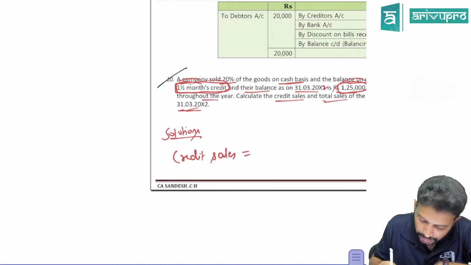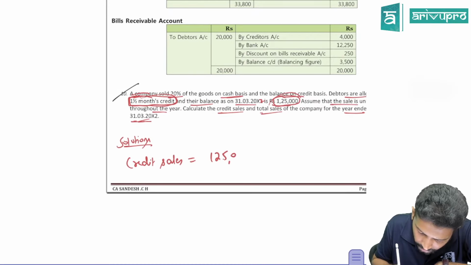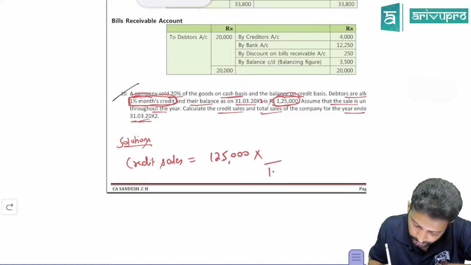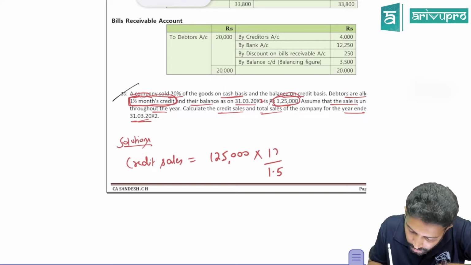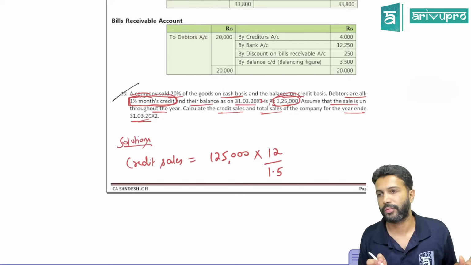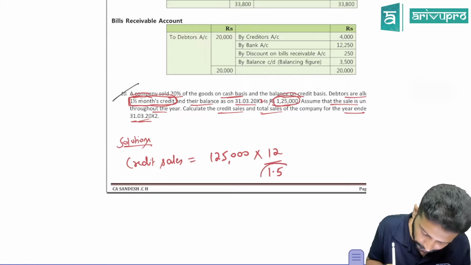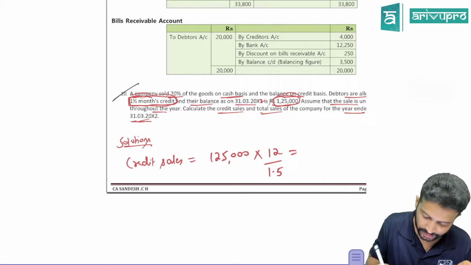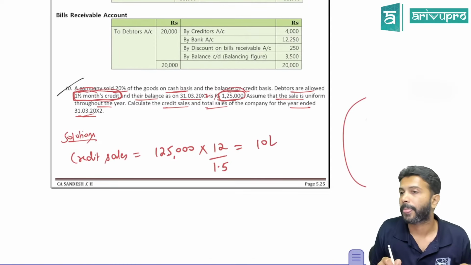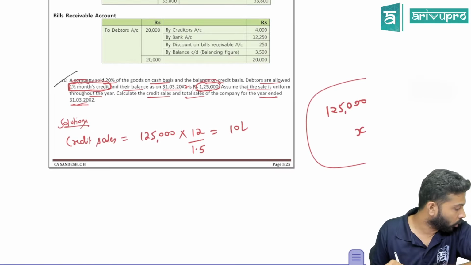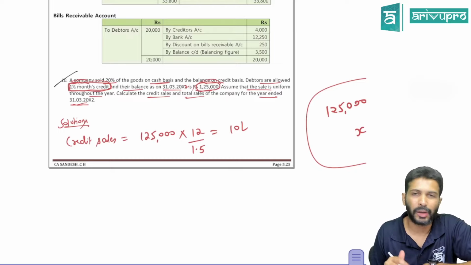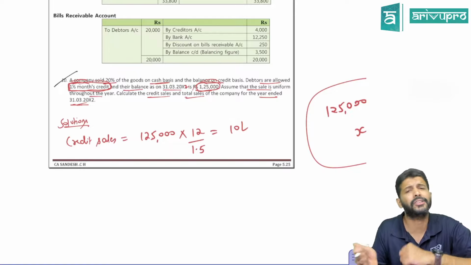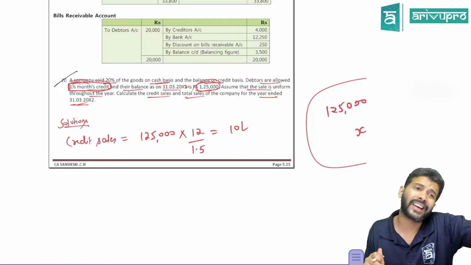10 lakh. So what will be your credit sale? You can directly write that 1,25,000 represents sales for 1.5 months. We want sales for 12 months, the whole year. Hence 12 divided by 1.5. Whatever is the credit period, substitute that in the denominator. That's it. Yes? Okay, how much is this? 10 lakh. Now, did you get total sales or only credit sales? Because to debtors, we make only credit sales. So if you're using the debtors balance, the information that you're going to get is only credit sales.